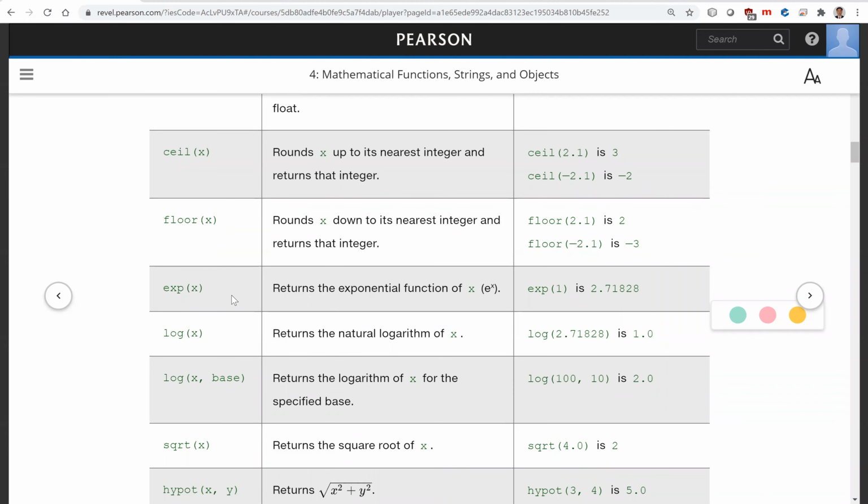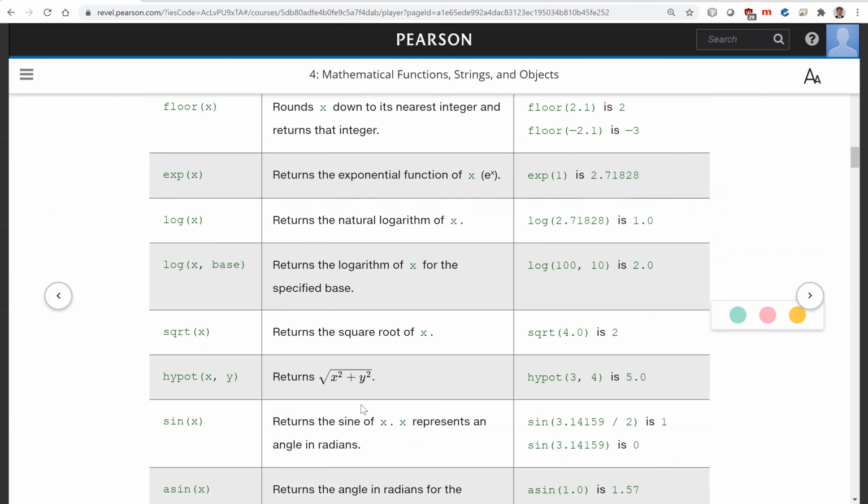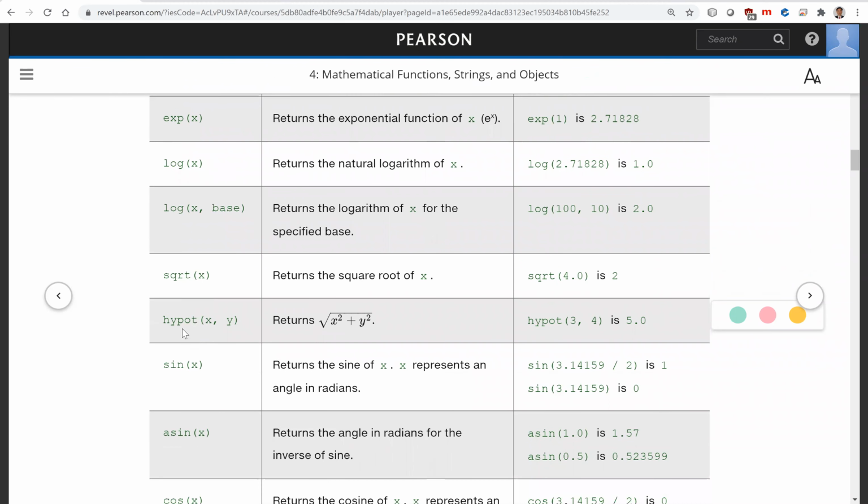exp(x) returns the exponential function of x, that's e raised to the power x. exp(1) is 2.71828. log(x) returns the natural logarithm of x. log(x, base) returns the logarithm of x for that specific base. sqrt is for square root. hypot returns the square root of x squared plus y squared.